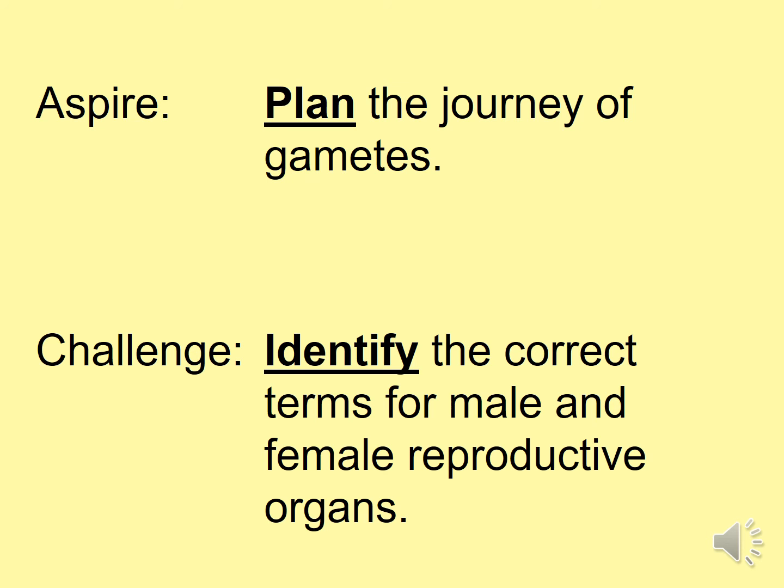So let's finally just look at our learning outcomes for today. For our challenge, we had to identify the correct terms for male and female reproductive organs. So we've learnt lots and lots of labels, but also what those parts do as part of the reproductive systems. So we have a real in-depth knowledge now of the parts of the reproductive system. And then for our Aspire, we've then used that knowledge and applied it very directly to plan the route of the male gamete sperm in travelling to meet the egg to cause fertilization to occur.